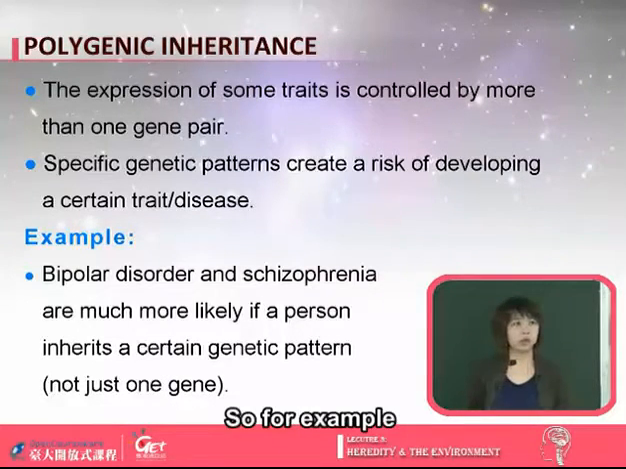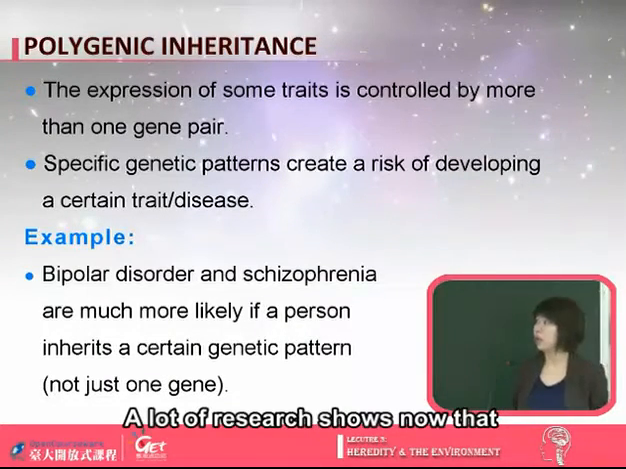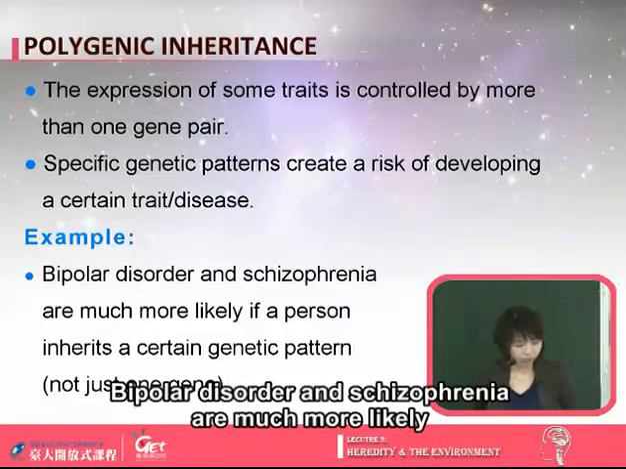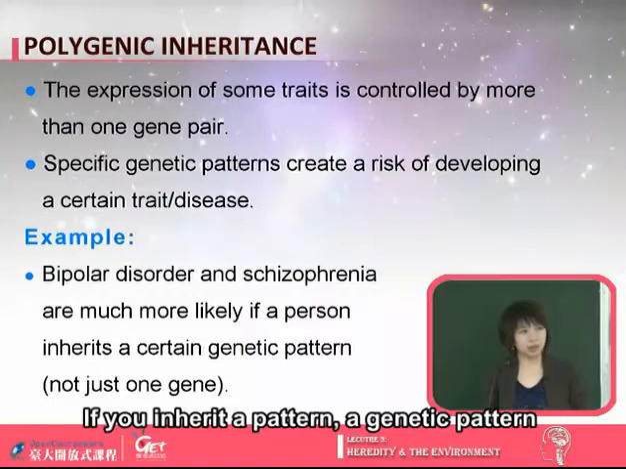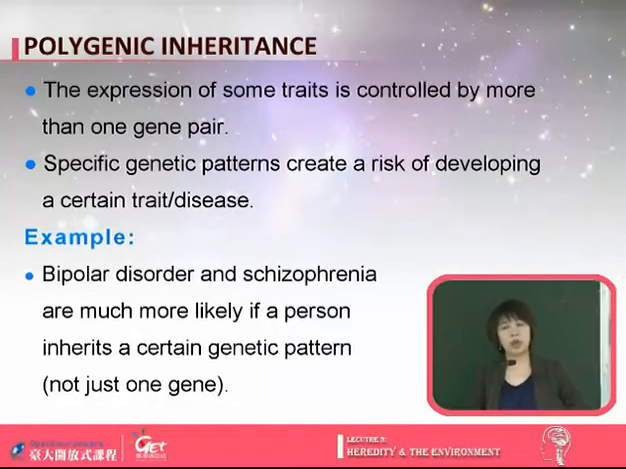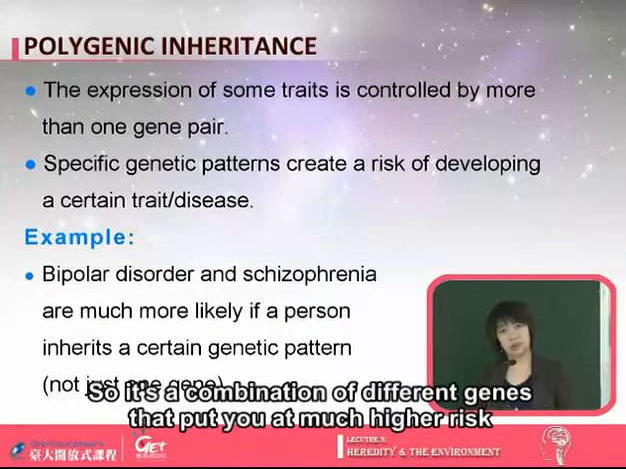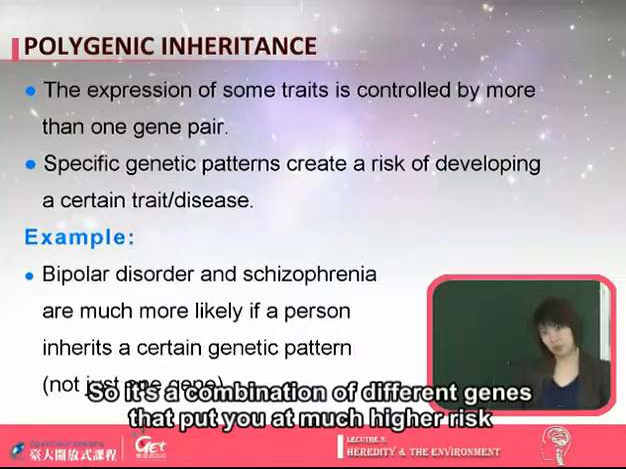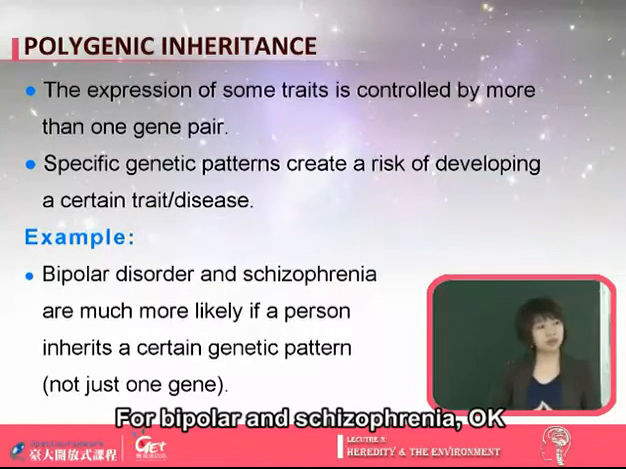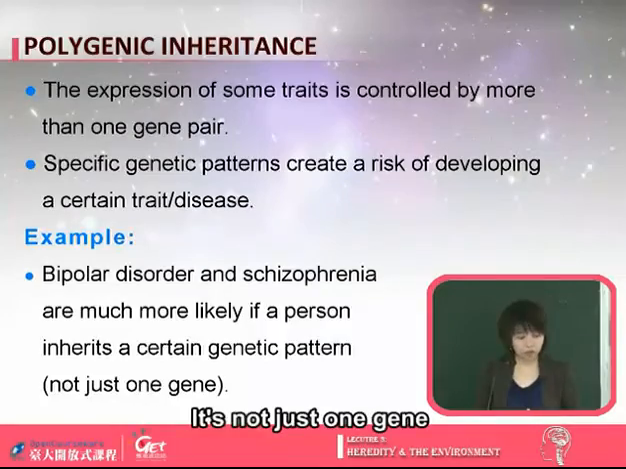Okay? So for example, a lot of research shows now that bipolar disorder and schizophrenia are much more likely if you inherit a pattern, a genetic pattern. So it's a combination of different genes that put you at much higher risk for bipolar and schizophrenia. Okay? It's not just one gene.